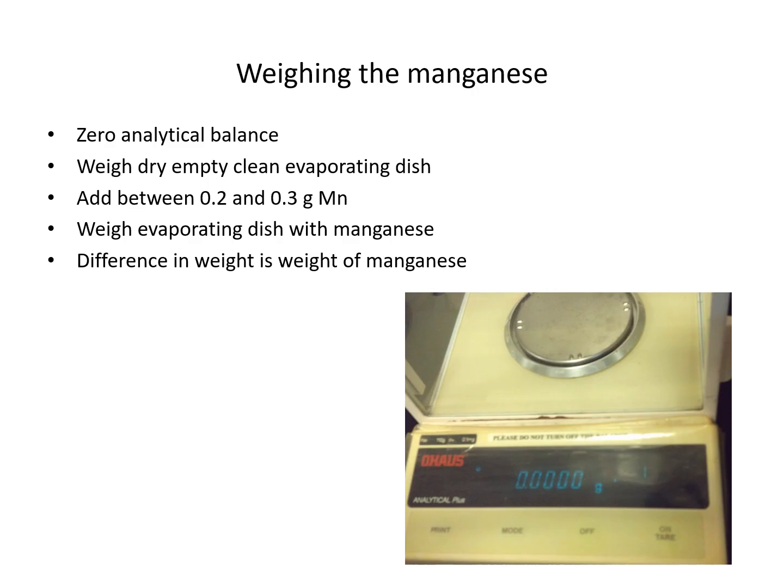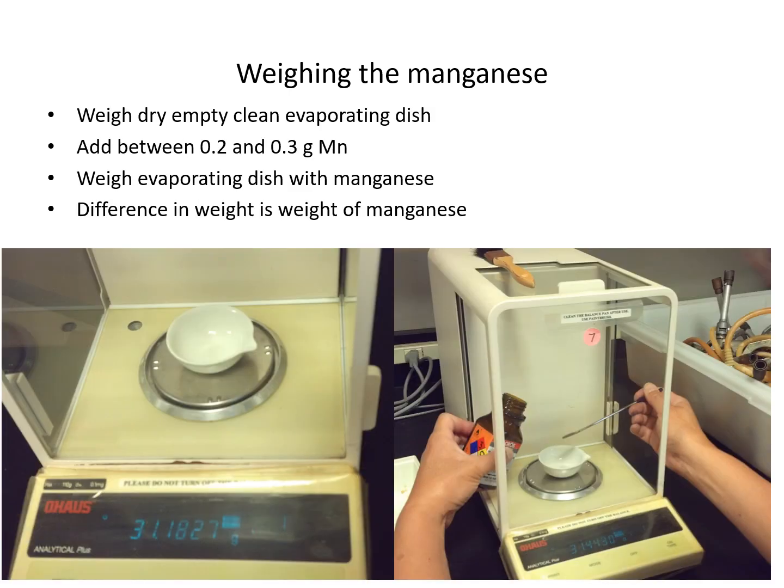How do we weigh the manganese? So you're going to have an analytical balance. And we already discussed where those are in your room. You're going to zero it. Okay, so turn it on and make sure it's zeroed. You'll have a dry, empty, clean evaporating dish, and you're going to put it in your balance and weigh it. You're going to add between 0.2 and 0.3 grams of manganese. You're going to get that weight, and the difference is going to be how much manganese is in the evaporating dish.